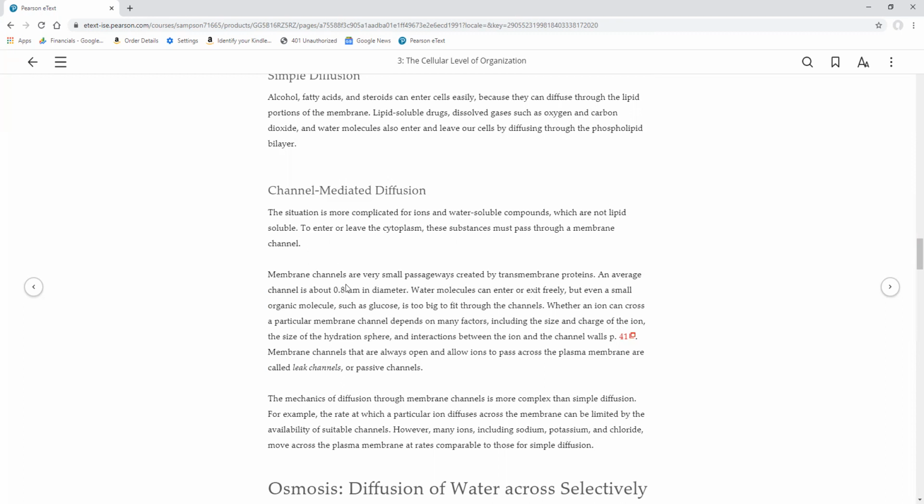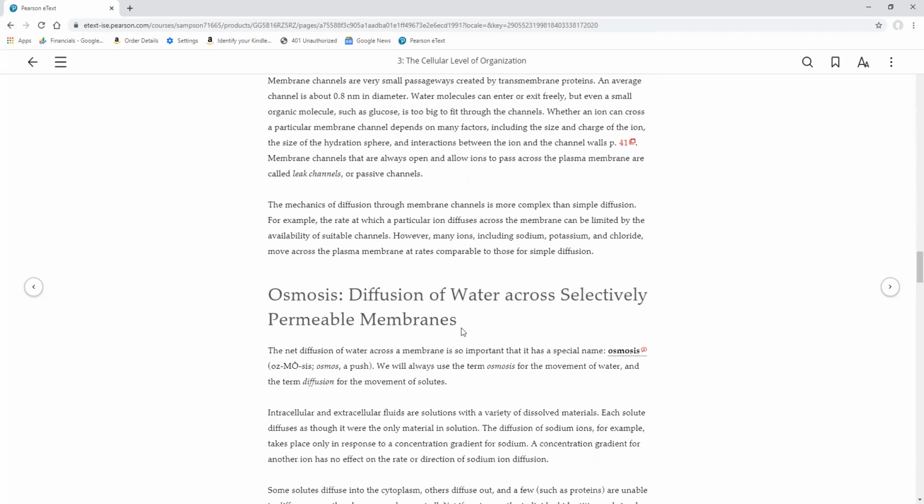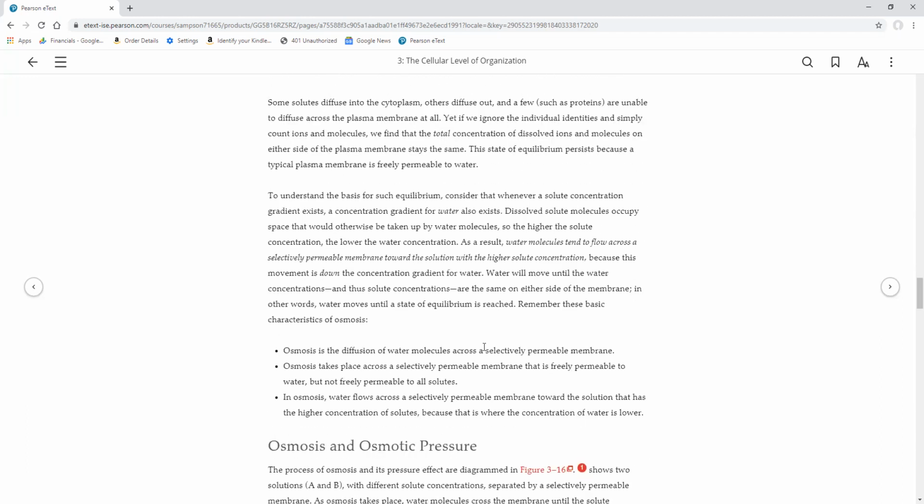Membrane channels are very small passageways formed by transmembrane proteins, and the average channel is about that big in diameter, while molecules can enter or exit freely. These are the aquaporins. So, osmosis is the diffusion of water across a selectively permeable membrane. This is really the definition of osmosis. Remember, if it's diffusion, it's a passive process. It does not require energy. So diffusion of water across the selectively permeable membrane is osmosis. Let's get down here real quick.